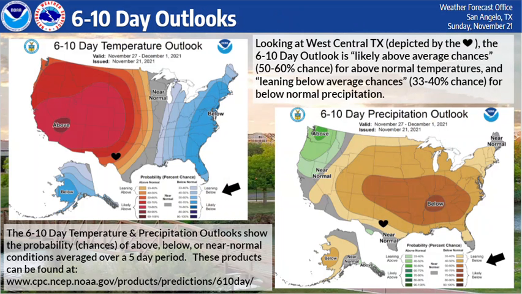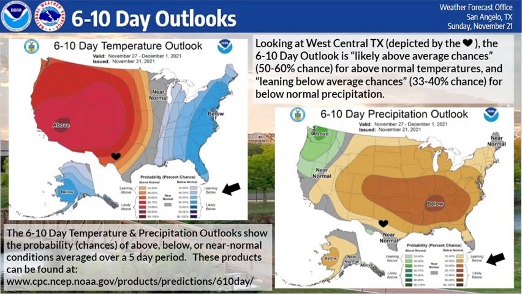The 6 to 10 day temperature and precipitation outlooks are meant to show the probability or chances of how above, below, or near normal the observed temperatures and precipitation will be averaged over days 6 through 10. Basically, how likely on average is it to be above, below, or near normal for that day 6 through day 10 period?